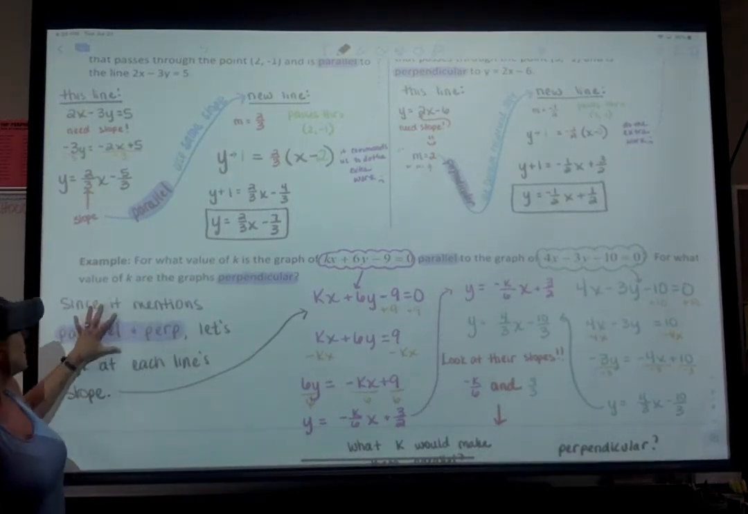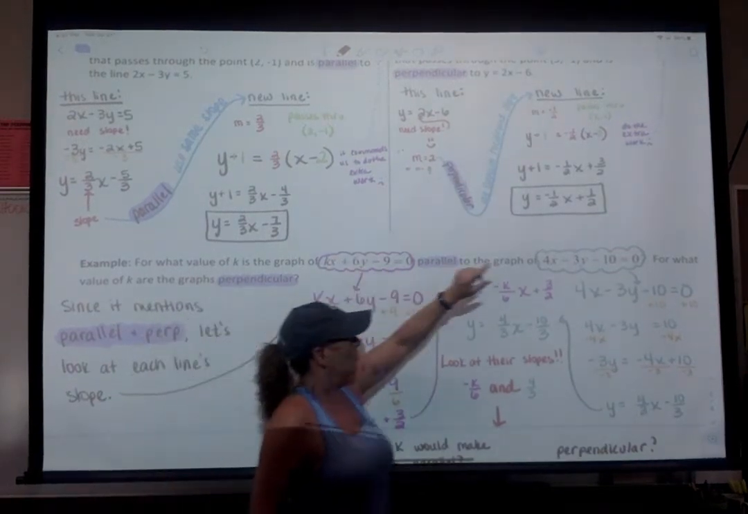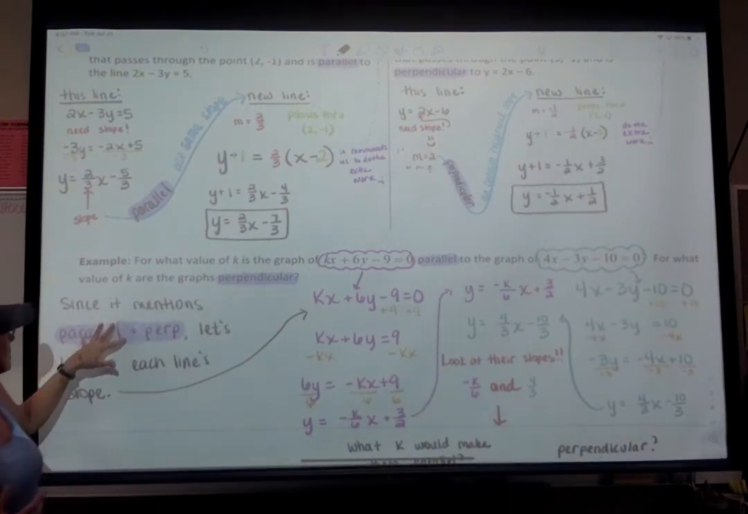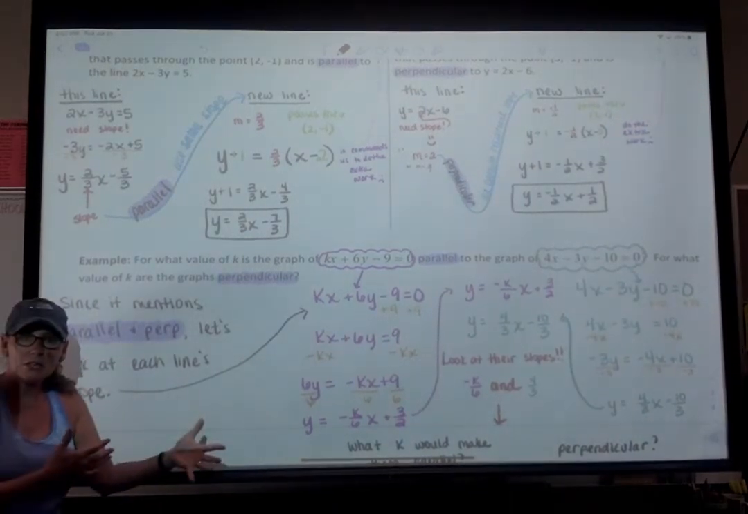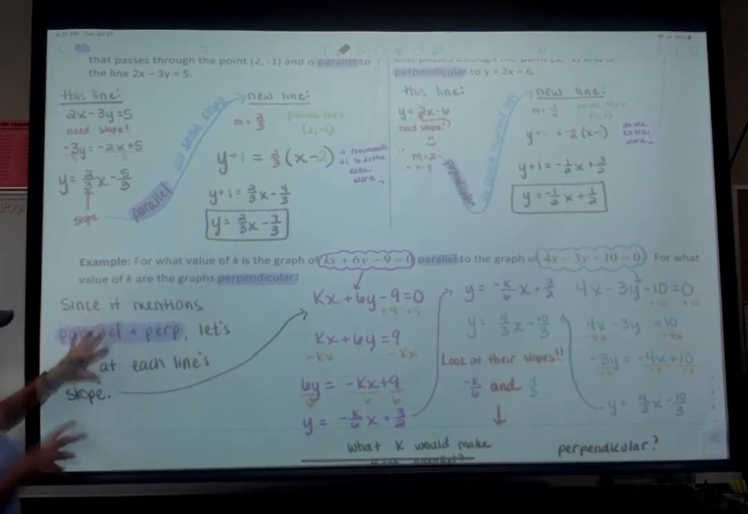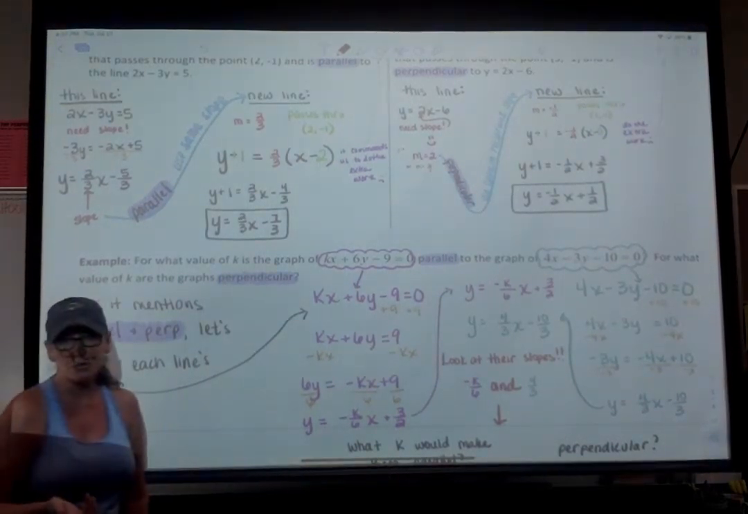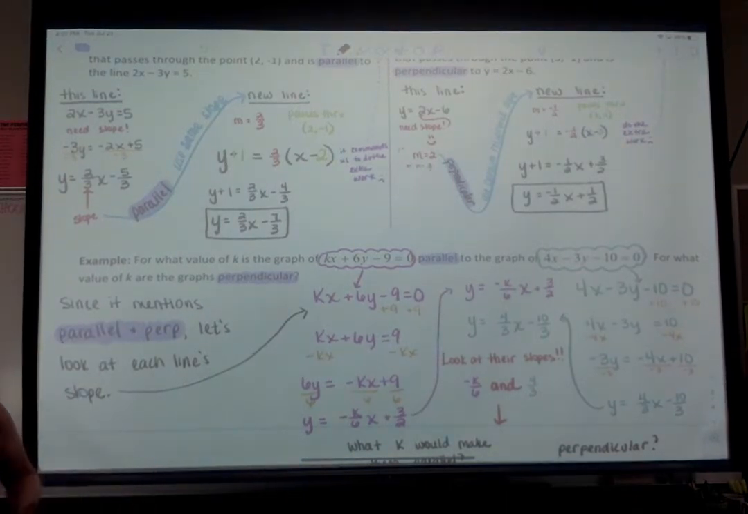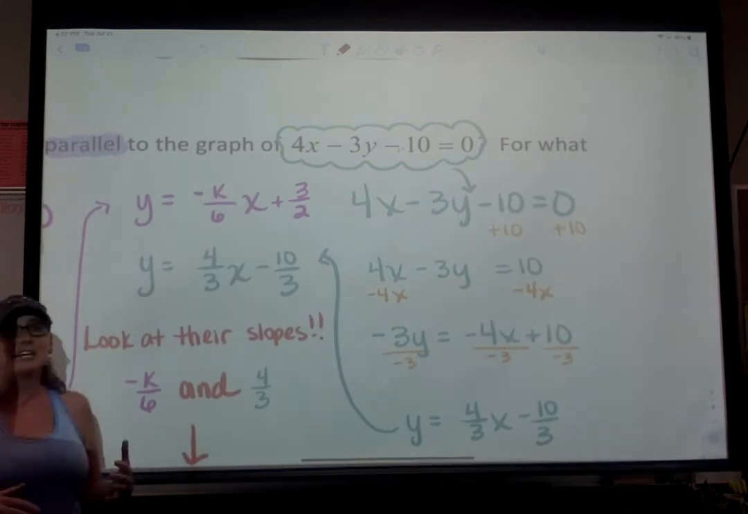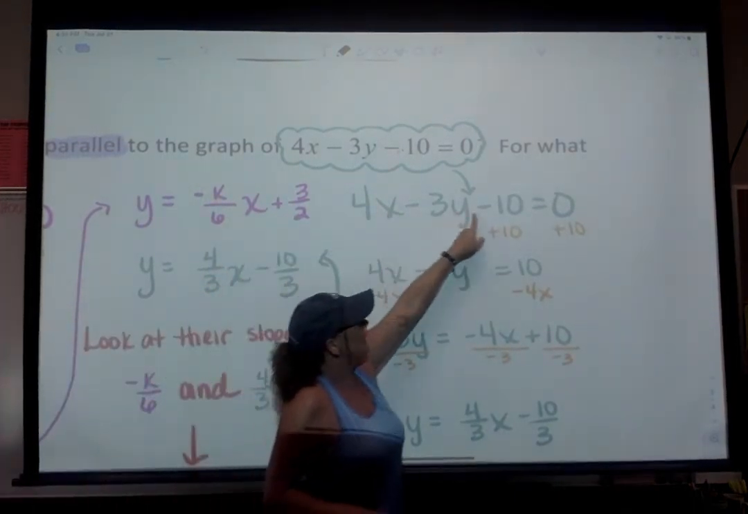Well, keep in mind that we've got two different lines here. We've got this line, I made it pink. We've got this line, I made it kind of greenish. And the problem talks about parallel and perpendicular. So, since it talks about parallel and perpendicular, why don't we check out what the slope of each line actually is? I'm going to look at the green one first because the green one doesn't have an extra letter in it. So, green one, I copied it down.